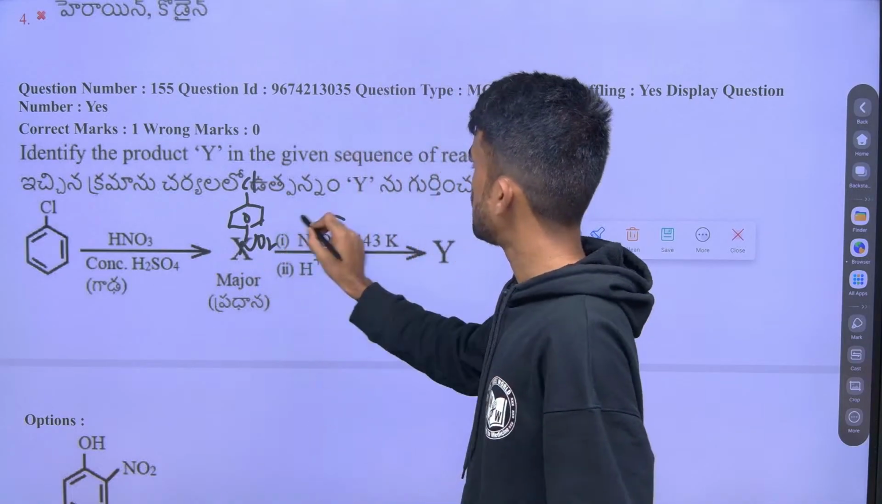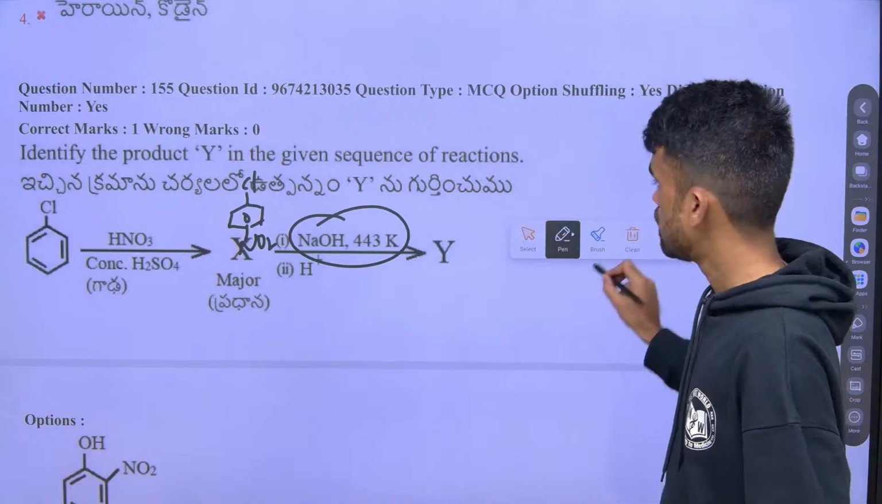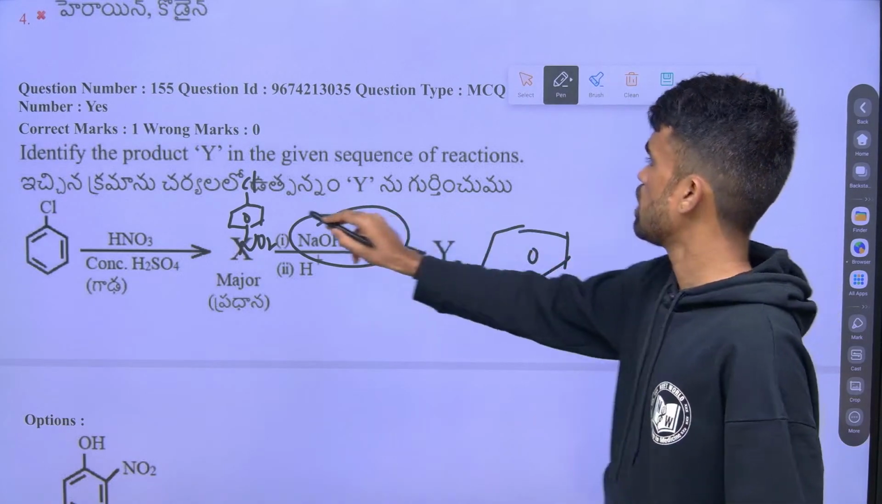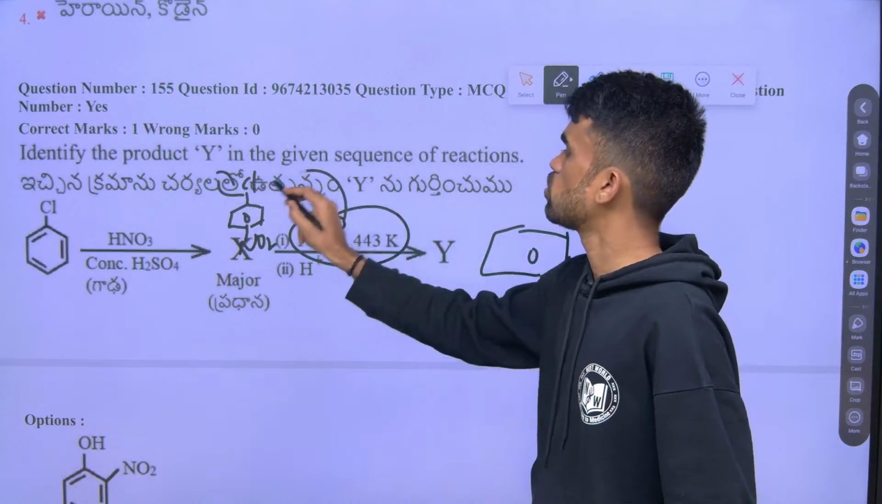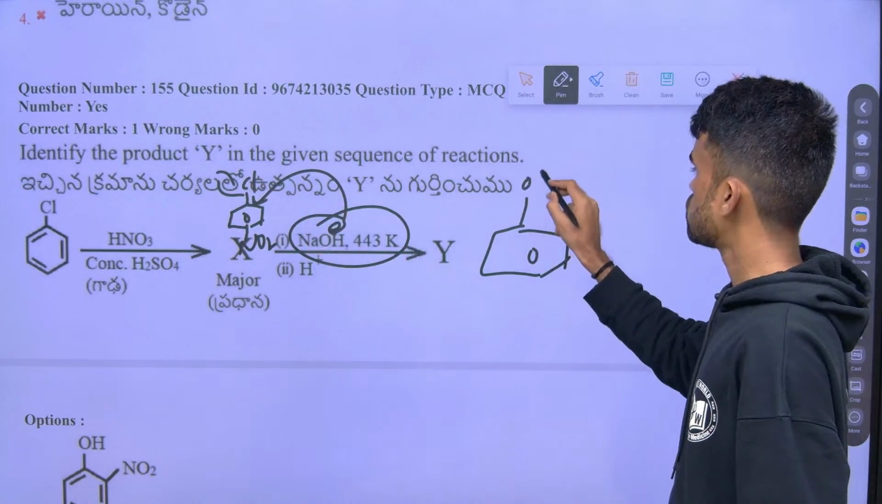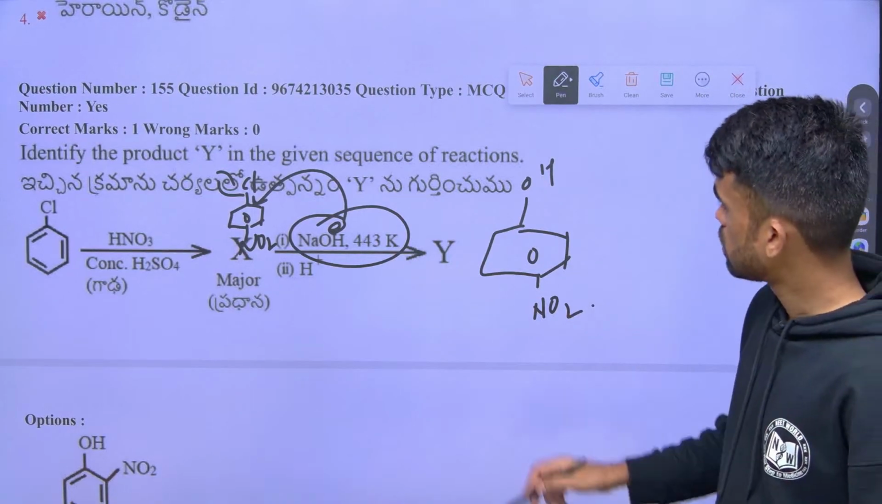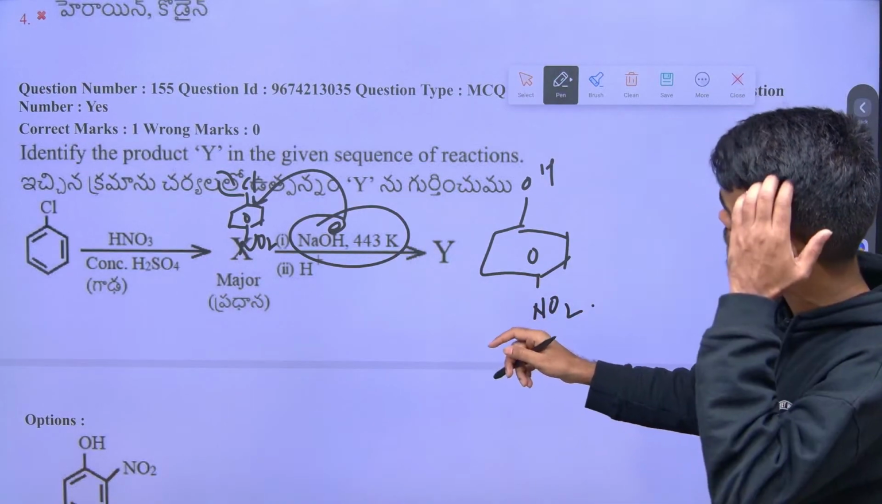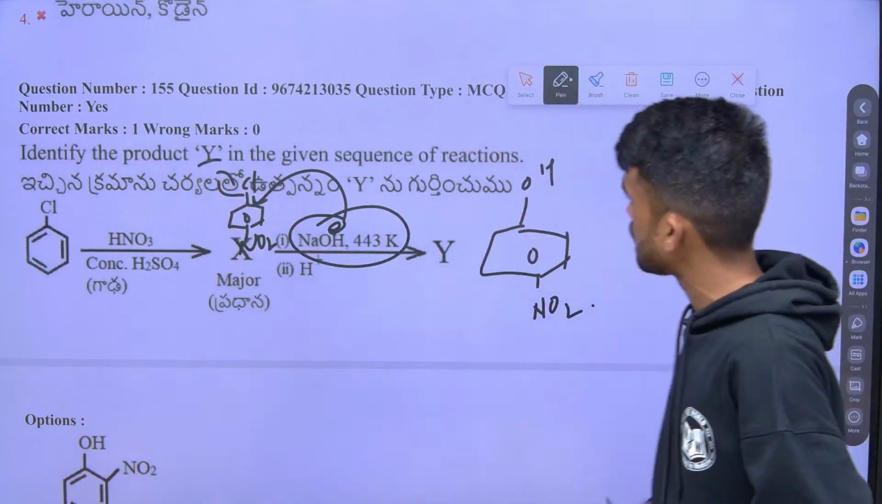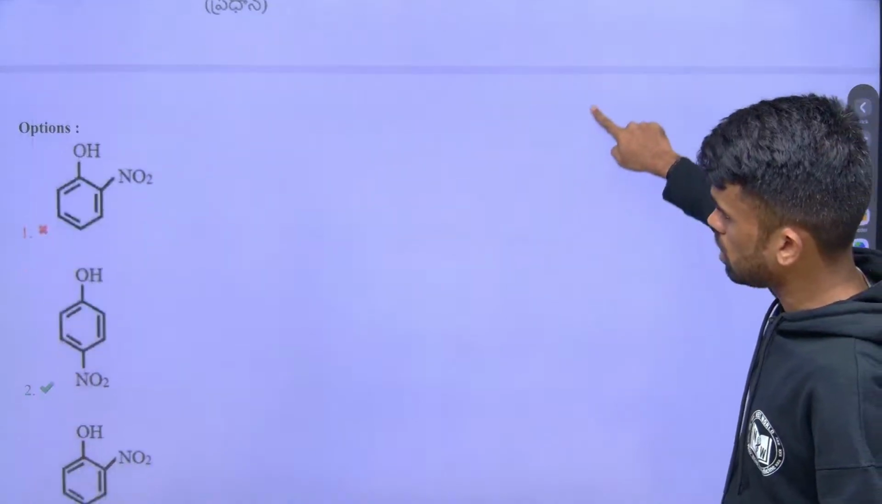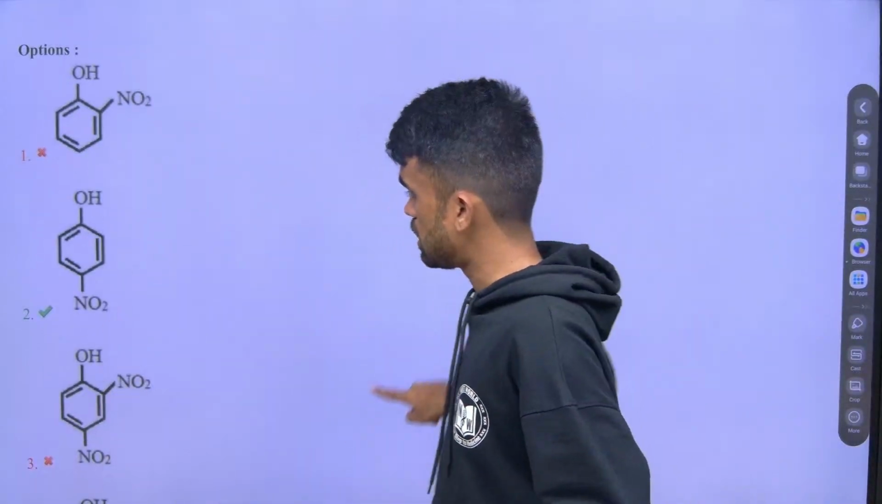Now we are treating this with NaOH at 443 degrees Kelvin. What happens? Cl goes out, and OH minus, replaces the Cl. So this is our product here. Hope it is also clear. Now we have X and Y, and they are asking to identify the major product Y in the sequence. So this is our major product. Let us look at the options. Yes, the second option is our major product.